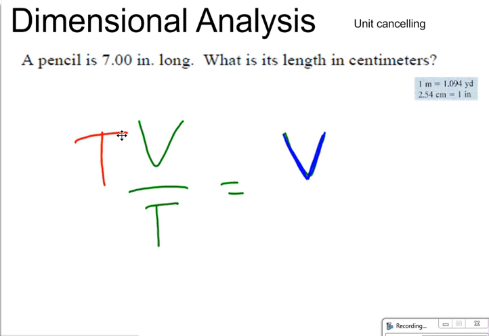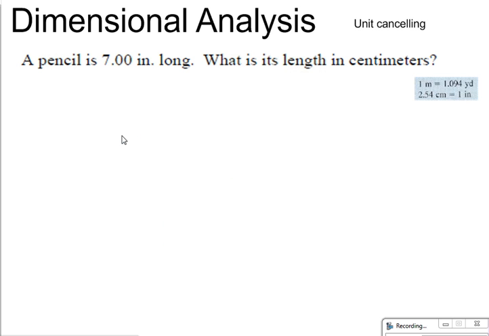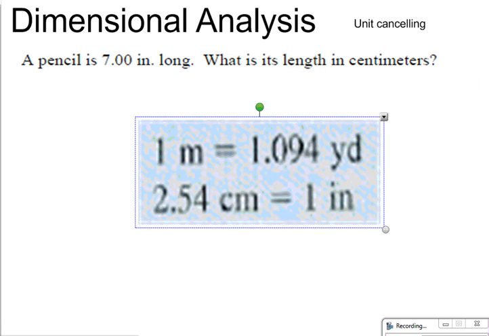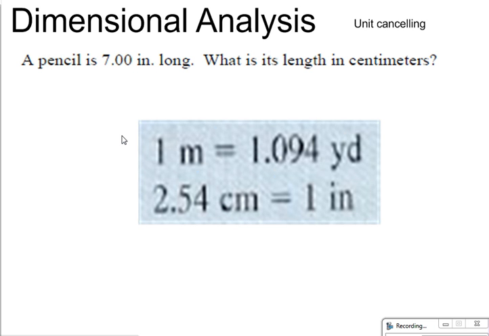The same thing works with units. If you want to get rid of a particular unit, you either have to divide or multiply to get rid of it. And you would divide or multiply by the conversion factor. A conversion factor is something like this here.